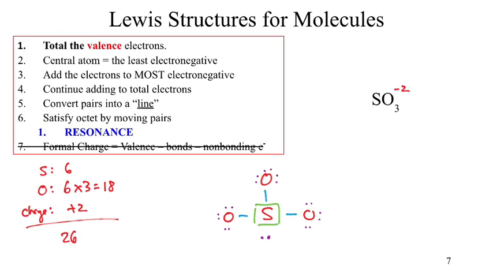Okay? Satisfy octet. How many electrons are on the oxygen? 2, 4, 6, 8. Oxygen, 8. Sulfur, 8. What does that mean? 6, please. Everything's satisfied. My God, I don't have to move electrons. Yes! Okay? What does that mean?